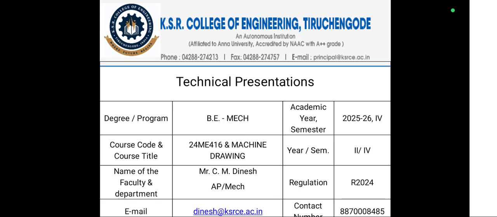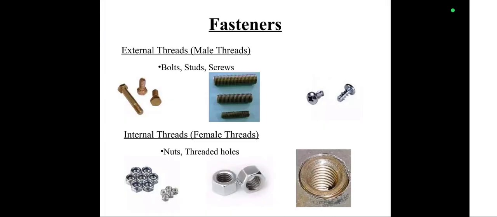Let us handle today's session as machine drawing for the second year, 4th semester students, Department of Mechanical Engineering. Let's go for the first topic. It is fasteners. Fasteners are nothing but the connection between two different components. By using this component, it is called a fastener.